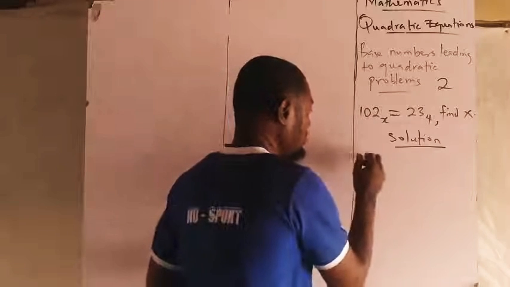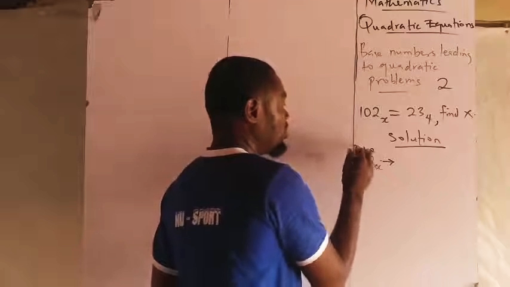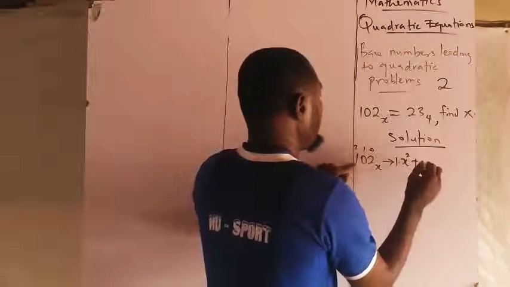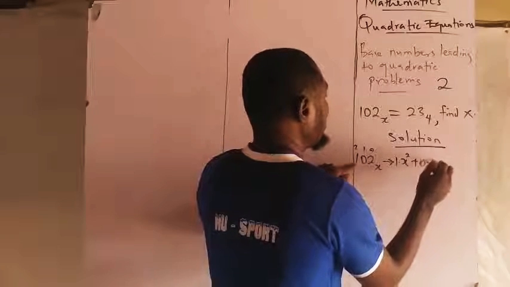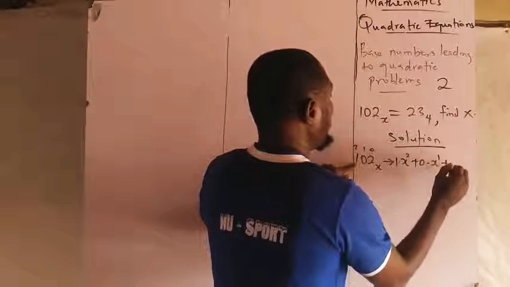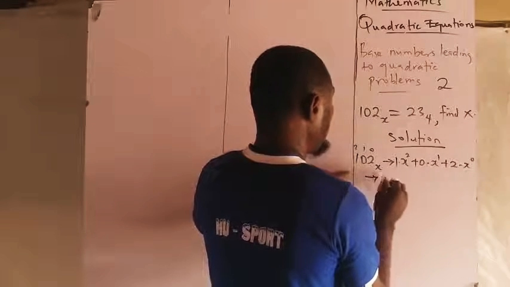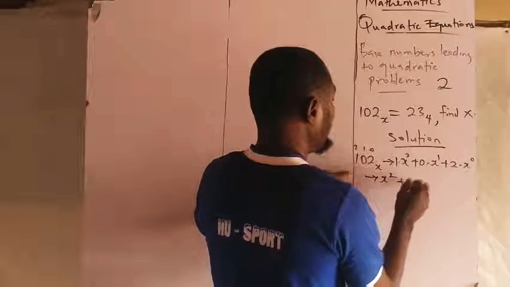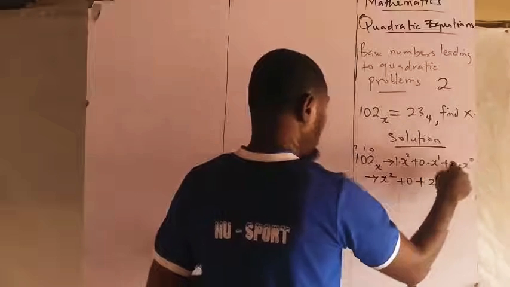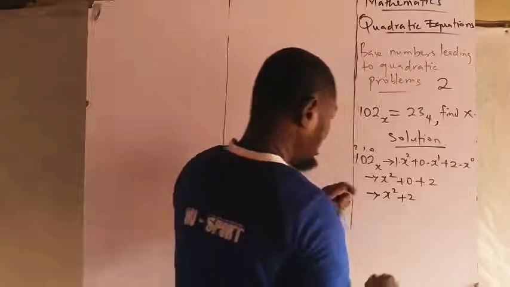102 base x. That will be, crown your numbers: 0, 1, 2. That will be 1 times x raised to power 2 plus 0 times x raised to power 1 plus 2 times x raised to power 0. That will be x raised to power 2 plus 0 plus 2. Recall that any number raised to power 0 is 1. So 1 times 2 is 2. So we'll have x squared plus 2. That's a base 10 number.